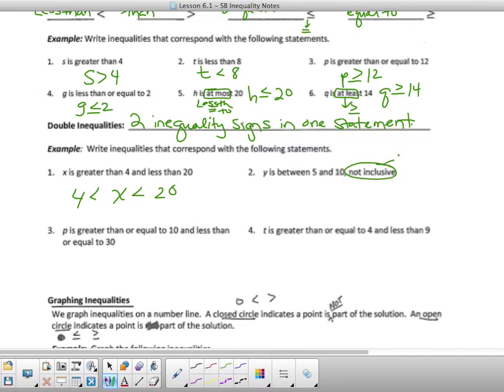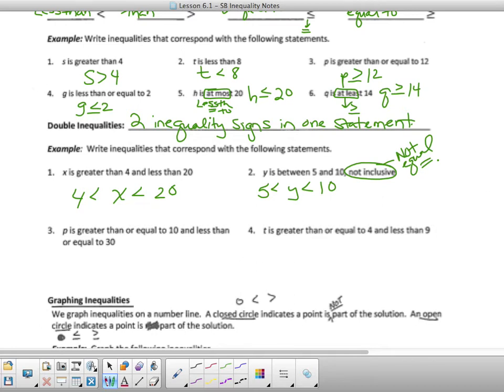Not inclusive means not equal to, okay? Not including. So therefore, if I have 5, y, and 10, if I fill in my symbols here, if y is between, therefore it has to be less than, y is greater than 5, but y is obviously less than 10.